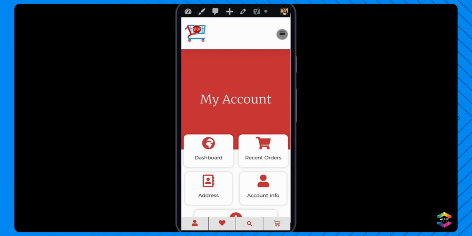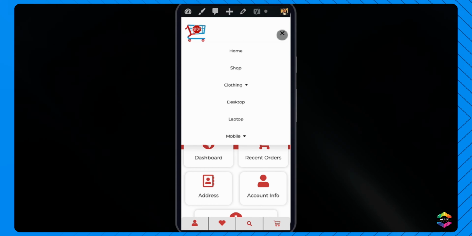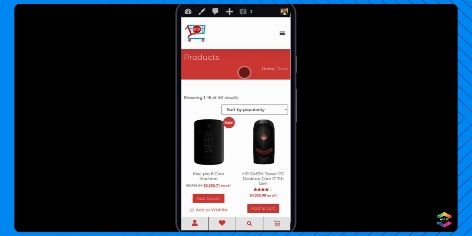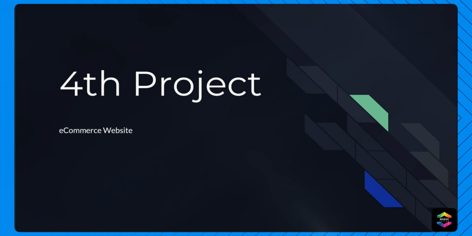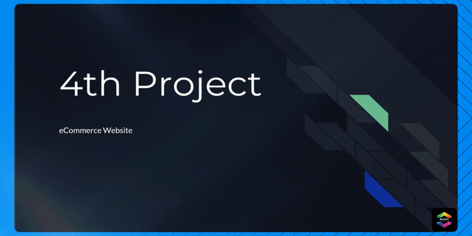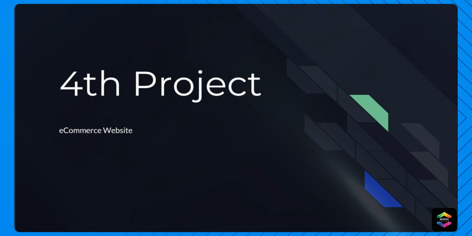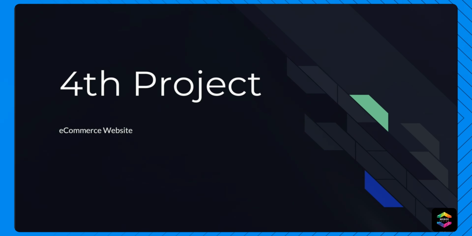Similarly, he would also be able to browse through the website by clicking on this menu, and he would be able to go to any of the pages by just clicking that. After completing the 4th project of this course, you would be able to build any type of e-commerce website and sell products or services directly on your website.